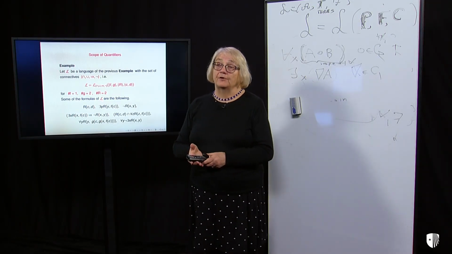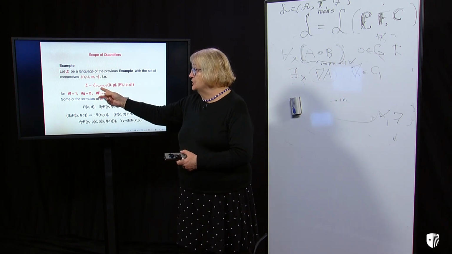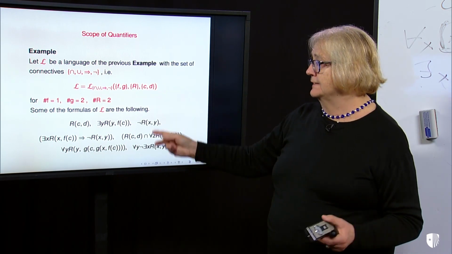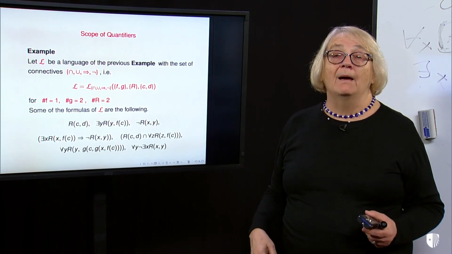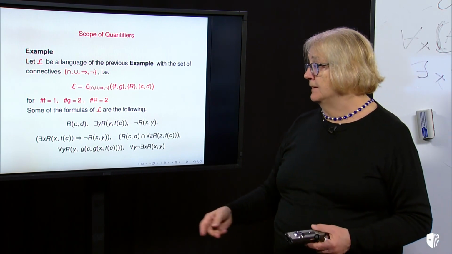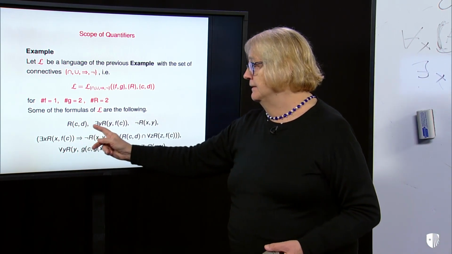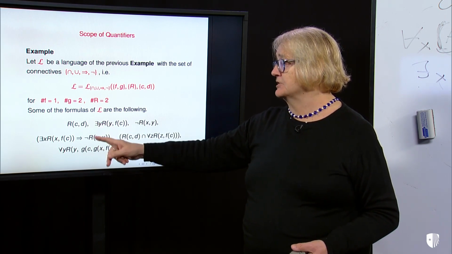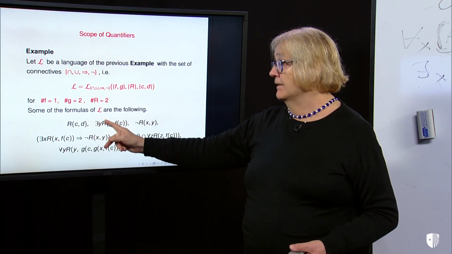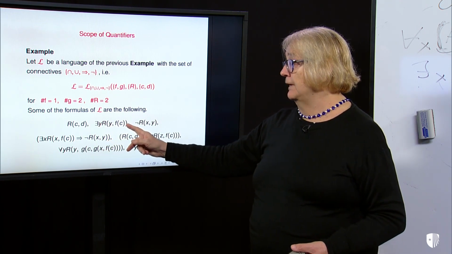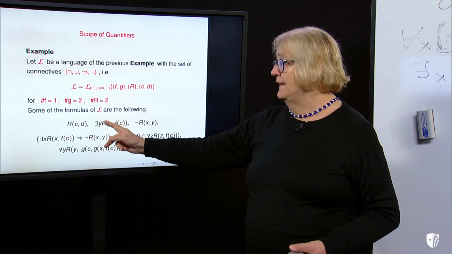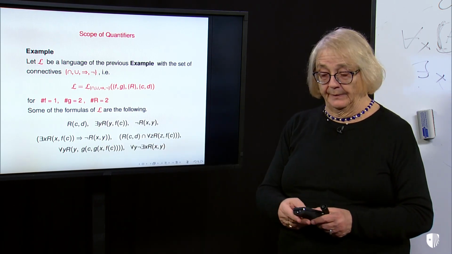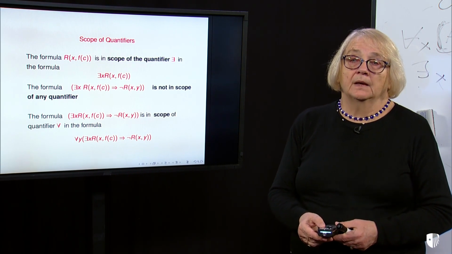For example, here is a language, and you have two symbols, etc. And there are some well-formed formulas. Here is an atomic formula. Then I put the existential quantifier, and R is an atomic formula, so that atomic formula is in the scope of this quantifier. I can put negation, and I can build those formulas recursively.